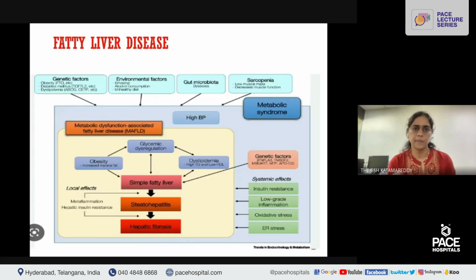So fatty liver disease continues with factors like genetic factors, obesity, diabetes, dyslipidemia, environmental factors like smoking, alcohol, and unhealthy diet. Dysbiosis of the gut microbiota and sarcopenia, all this will lead to metabolic dysfunction, and finally to glycemic dysregulation. Initially, it starts with simple fatty liver. With associated factors like dyslipidemia and genetic factors, this will go on to steatohepatitis and hepatic fibrosis.